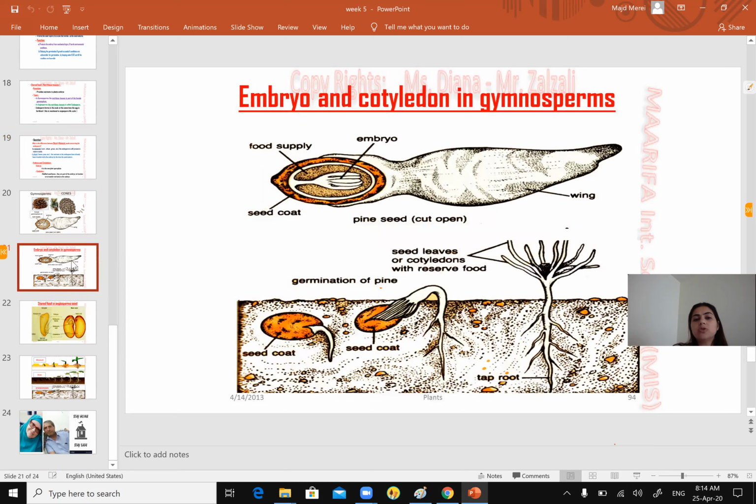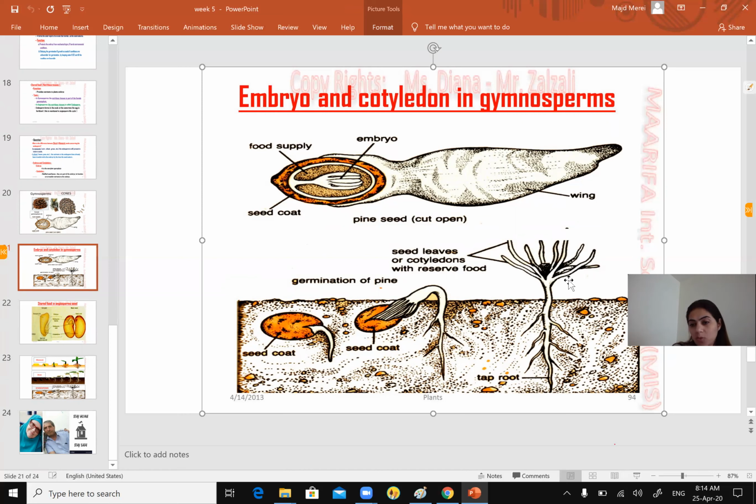This diagram here shows a gymnosperm that we discussed its parts, okay? The seed coat, the nutritious part, which is part of the female gametophyte, and the embryo, okay? Once we plant a seed, the seed coat splits, then it will start to germinate. Notice how the first leaves that will appear are actually the cotyledon, which we define as modified leaves, okay?